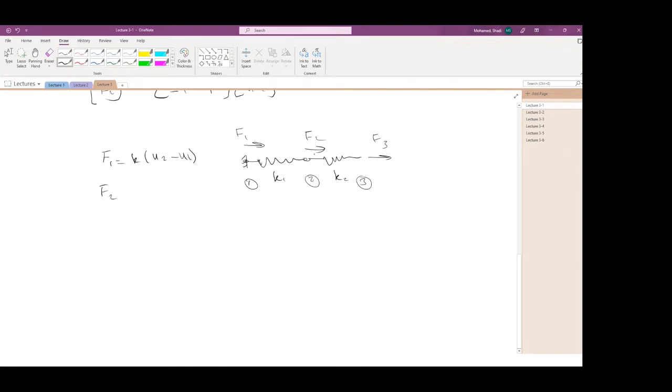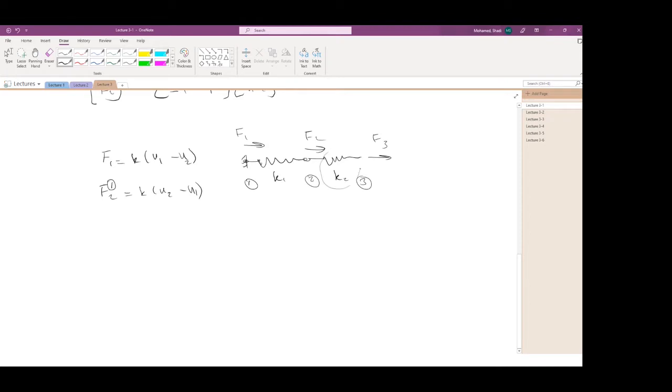Now, F2, some part of it will be active on the first spring, and some part will be active on the second spring. At the moment, we don't know which part is active on which one. So I'm just going to add 1 to this F2, which is coming from the first spring. Since we have the force F1, this is meant to be U1 minus U2. And then this one is going to be U2 minus U1. This is all coming from the first spring.